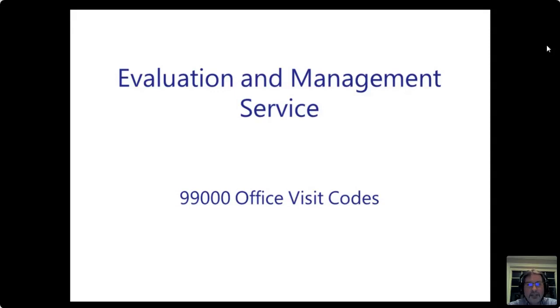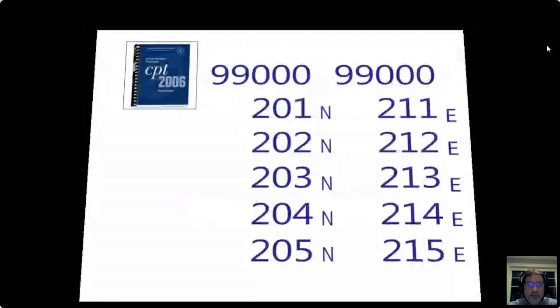Okay, so now let's dive into the E&M service, the 99,000 codes. Part of the reason I do the 92,000 codes first is I often hear people say, why not just ignore the 99,000 codes because I'm just going to use the 92,000 codes. But as you can see with the 92,000s, there are some times where you may not be able to use them, and there may be some times where you may be better served using the 99,000 codes. So now we're going to go into how to determine those codes.